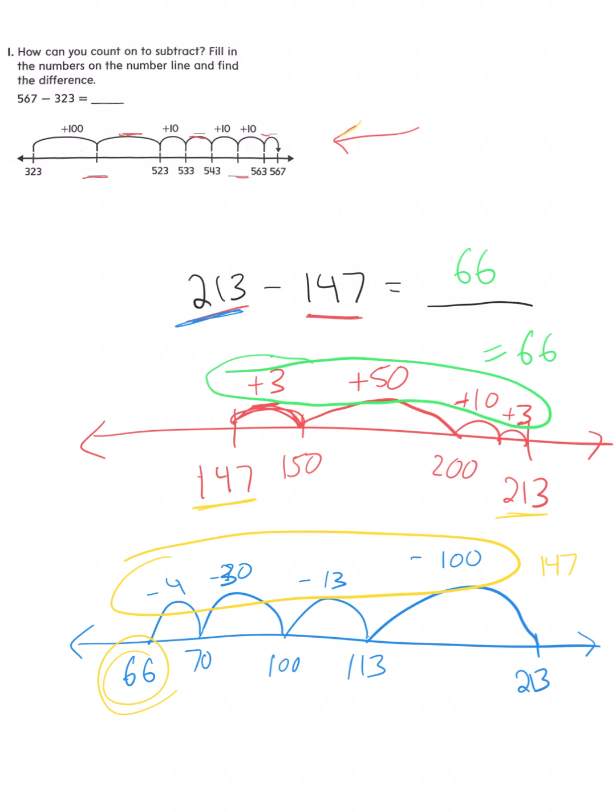So anyway, for this lesson, what we're trying to do is start with the second number in the subtraction problem, so the subtrahend, and count on the number line to get to the first number in the subtraction problem. So we're starting with the second number, counting on the number line to get to the first number, and figuring out the space between them, or the difference between those two numbers.